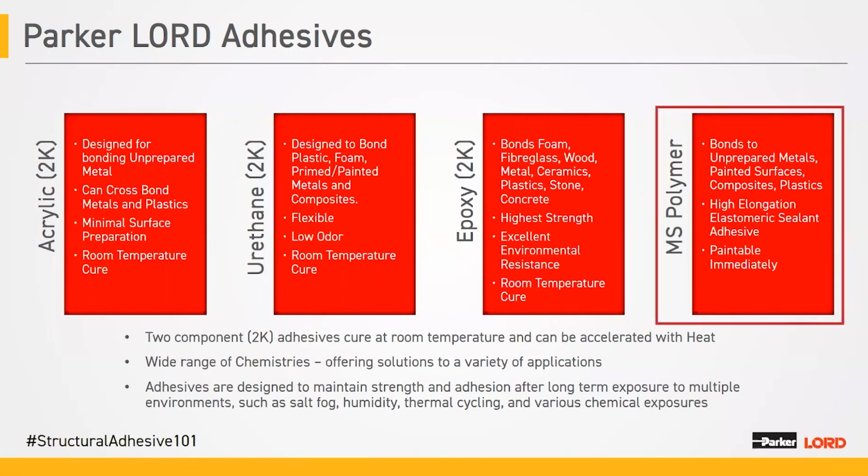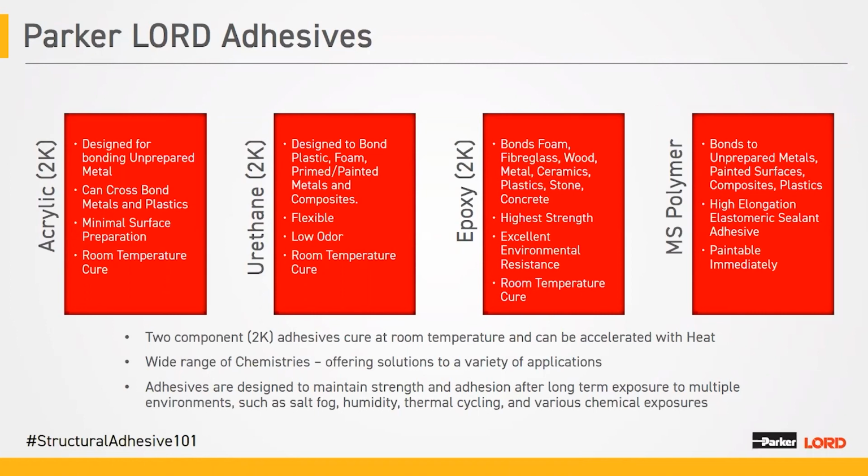The MS polymer is kind of a newer category for us. These are designed also to bond unprepared metals, painted surfaces, composites. They have a high elongation, so typically greater than 100% elongation, and often we use them as a sealant or a sealant/adhesive. These products can achieve over 1,000 psi in shear strength in some cases, depending on the joint design, but typically they're used as a sealant. One unique feature about them, and I'll talk about later, is that they are paintable immediately with wet paint systems. They don't require skinning over first.